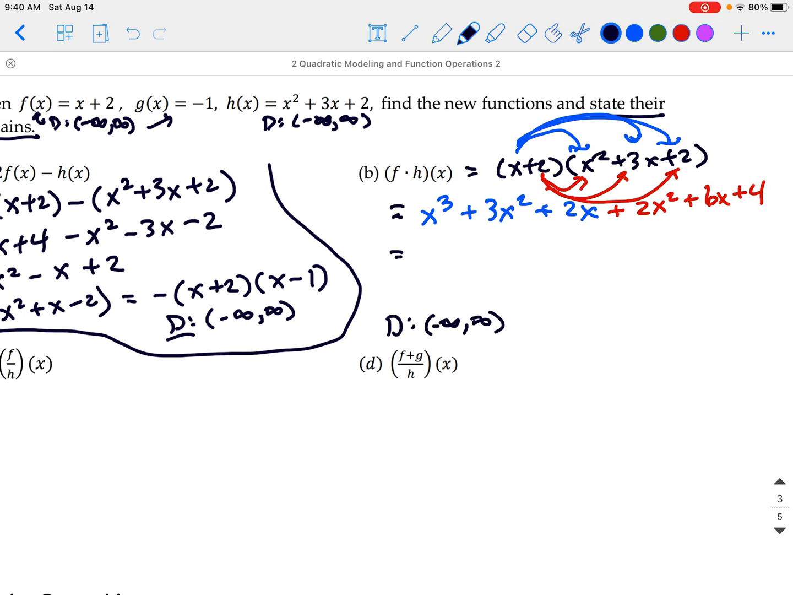So we're going to get these 6 terms, and then we can combine like terms. So x cubed is by itself, but we've got 3x squared plus 2x squared is 5x squared. 2x plus 6x is 8x. And then 4 is all by itself. So we get this 4-term cubic polynomial. But again, no restrictions, no undefined values.